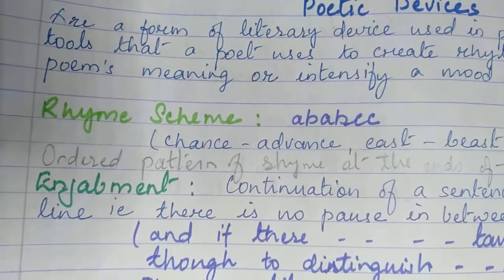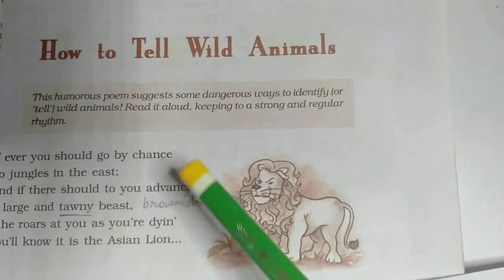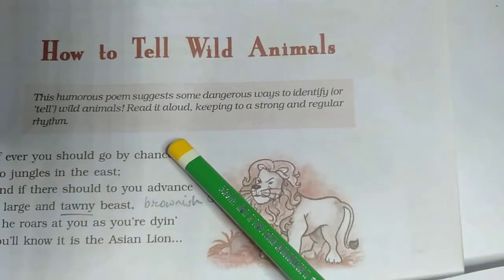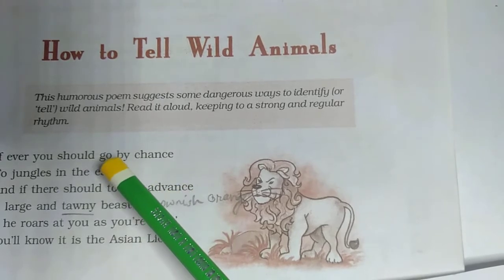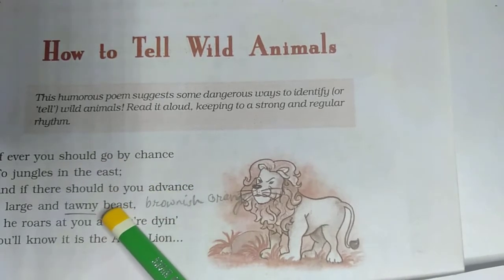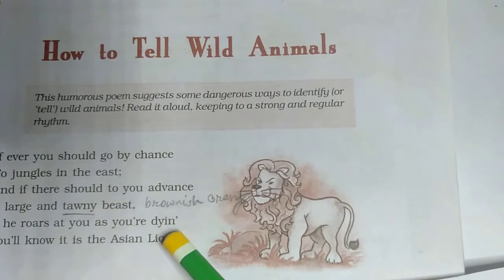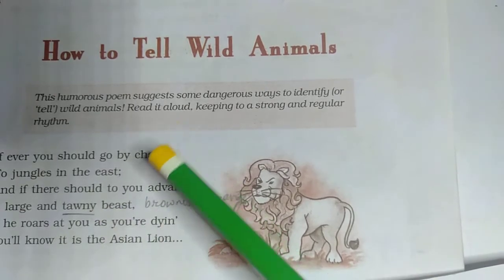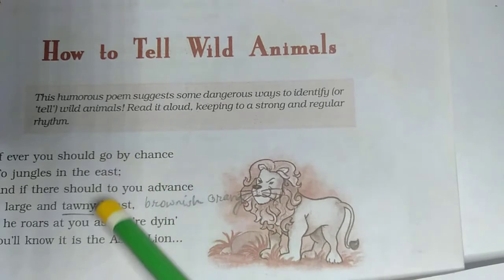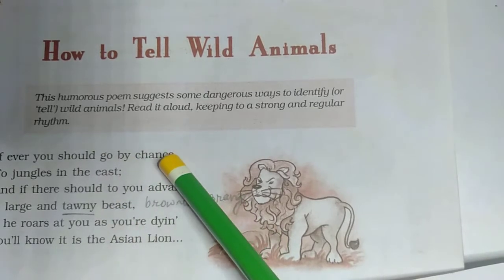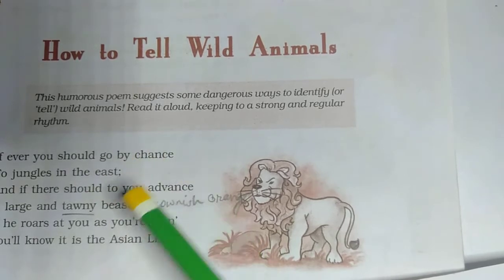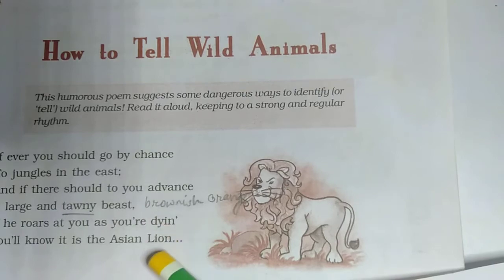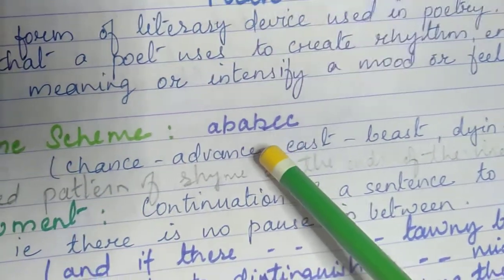But if you look at this poem, there is a rhyme scheme, and you can see that the first and third lines' last words are rhyming, the second and fourth lines' last words are rhyming, and the fifth and sixth are rhyming. So it is chance, advance, east, beast. If you take chance as A and beast as B, it will be A B and C C. So the rhyme scheme of this poem is A B C C.